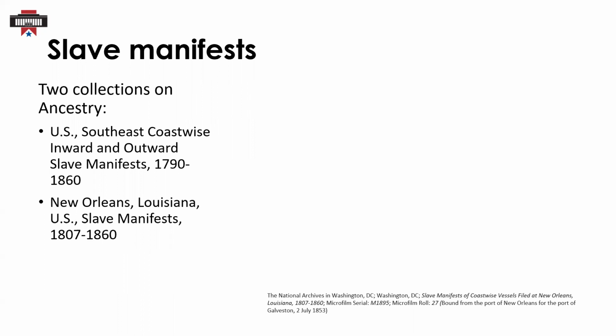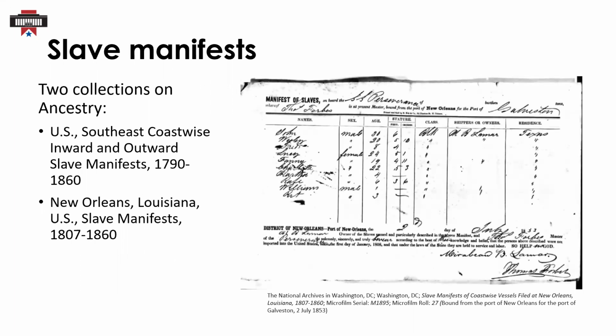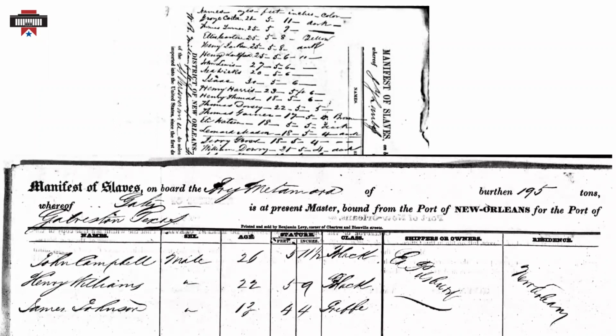These record collections are available through Ancestry. Its 1853 manifest records enslaved individuals being sent from New Orleans to Galveston by Mirabeau B. Lamar, second president of the Republic of Texas. These manifests included the first and last names of enslaved individuals. Here's an example of a manifest showing first and last names of enslaved persons. These are held at the National Archives in Washington, D.C.